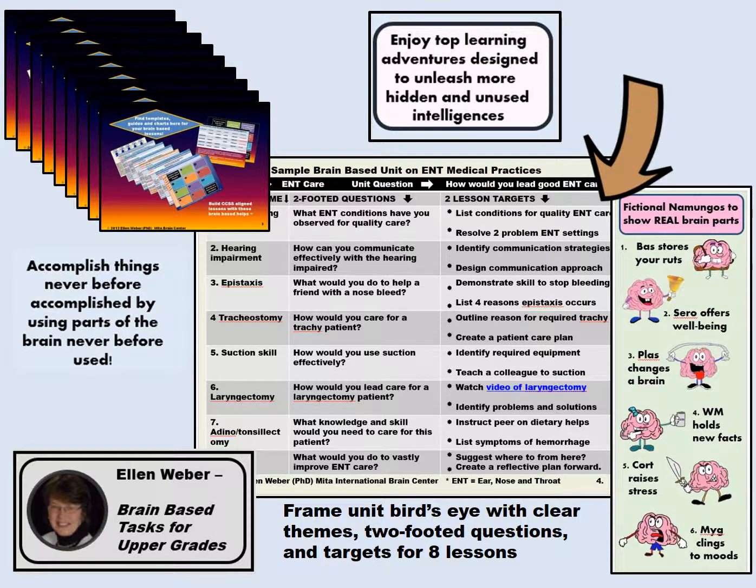Put together, these 8 or so, maybe 7 lessons come together with a unit, and this template allows you to see a bird's eye view of what that unit would look like in order to enjoy top learning adventures designed to unleash more hidden and unused intelligences. So you'll accomplish things with your students never before accomplished simply by using parts of the brain never before used. I use the Namungos here, which are fantasy characters who show real brain parts. The students love learning about their awesome brains.